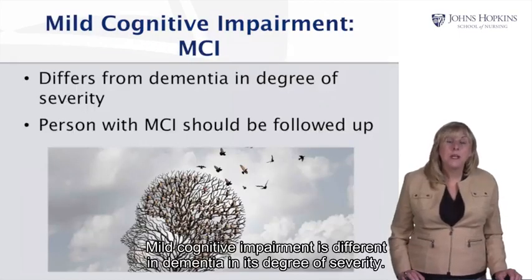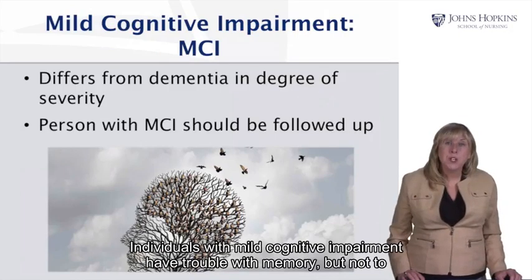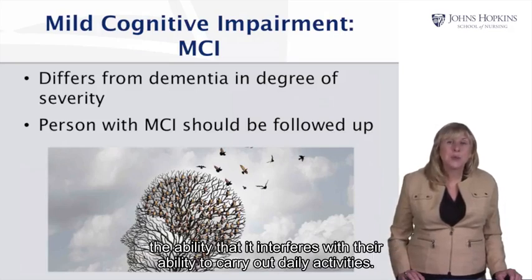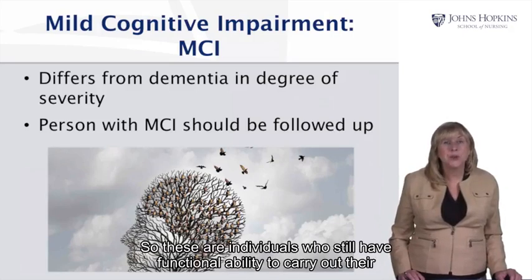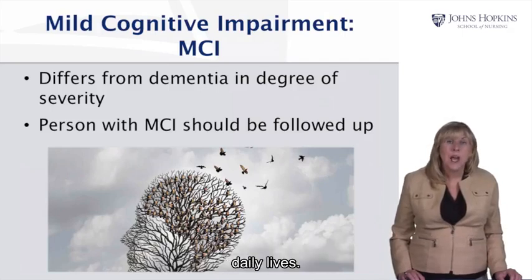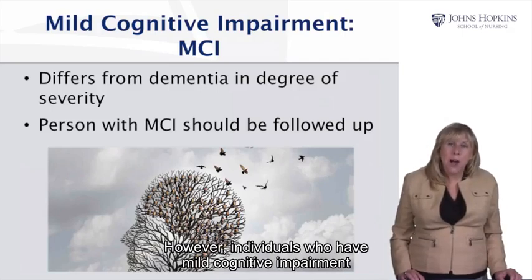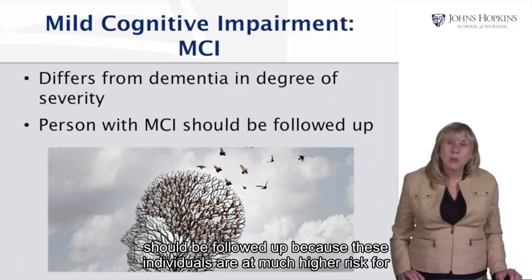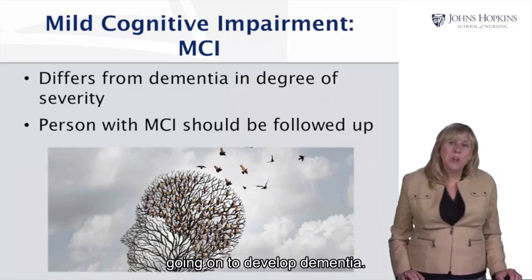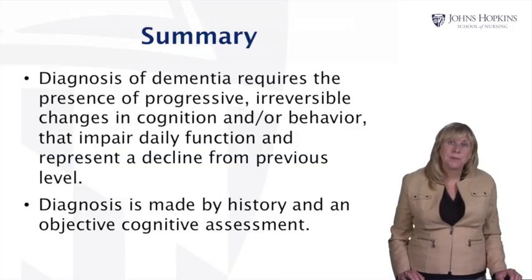Mild cognitive impairment is different than dementia in its degree of severity. Individuals with mild cognitive impairment have trouble with memory, but not to the ability that it interferes with their ability to carry out daily activities. So these are individuals who still have functional ability to carry out their daily lives. However, individuals who have mild cognitive impairment should be followed up because these individuals are at much higher risk for going on to develop dementia.